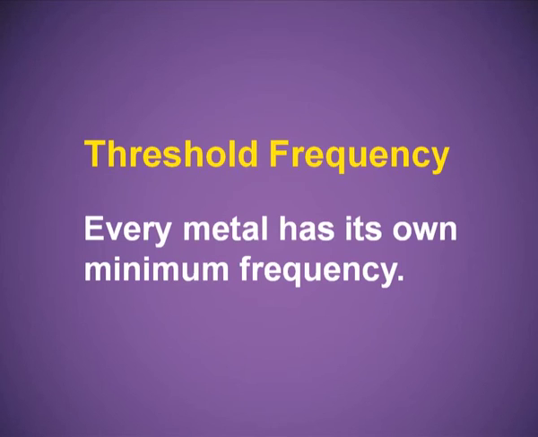Threshold frequency, that is ν₀. Dear children, every metal has its own minimum frequency and a light with that minimum frequency must strike the metal surface to eject the electron. If a light with less than threshold frequency strikes a particular metal, it will not eject electrons.